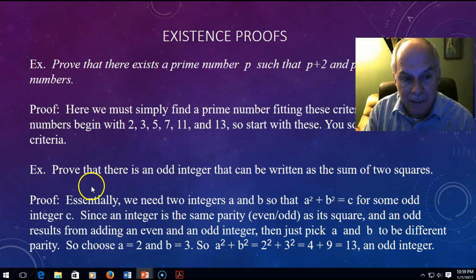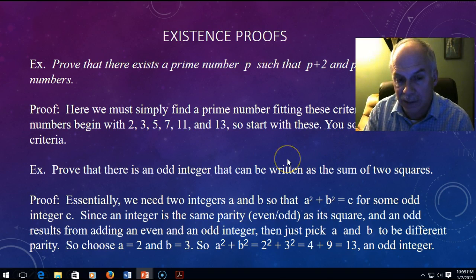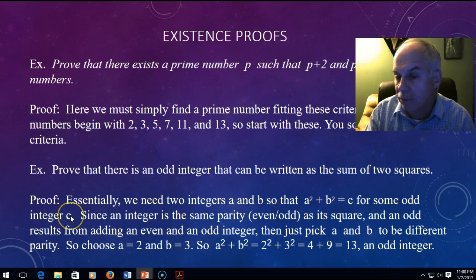Then, looking at the bottom example, prove that there is an odd integer that can be written as the sum of two squares. Essentially, we need to find two integers a and b so that a squared plus b squared would equal c for some odd integer c. If it's helpful to write it in algebraic notation to understand exactly what we're looking for, then go ahead and do so.